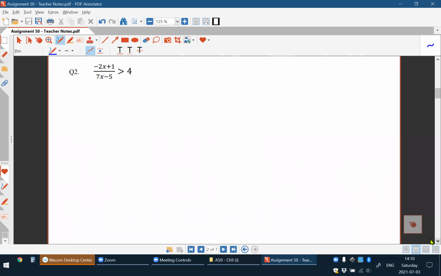Okay, the methods are similar. First of all, we need to move the constant 4 to the left-hand side, right? The original inequality is equivalent to minus 4 greater than 0, right? And rewrite the expression on the left-hand side using the common denominator, which is 7x minus 5.